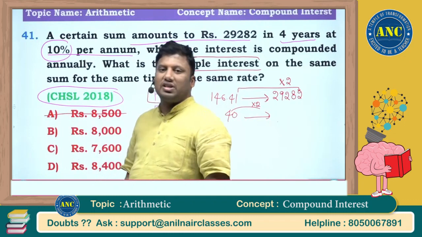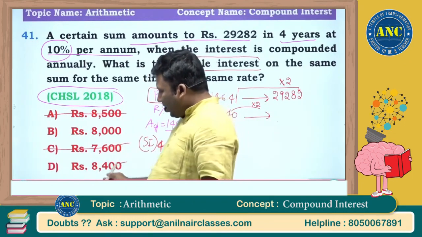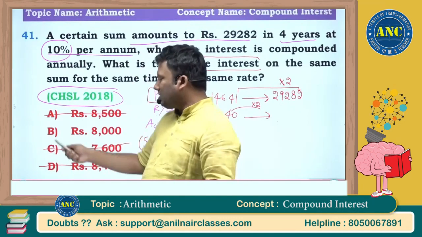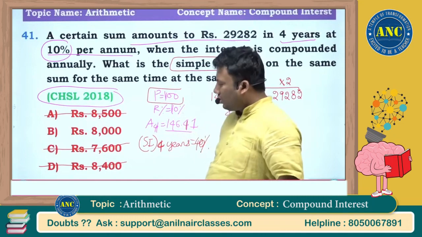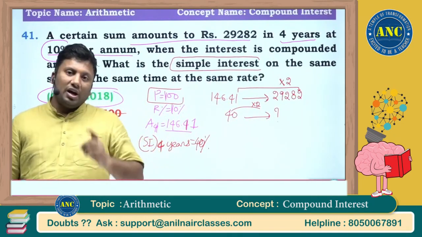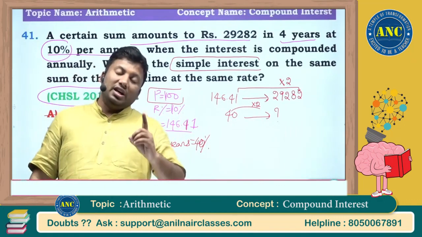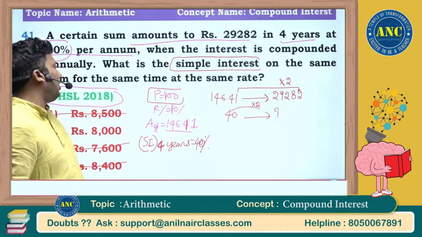The rightmost non-zero digit is 5, 6, 4. The answer is 8. Very, very easy question. Please do not waste your time doing the multiplication. The rightmost non-zero digit is an extremely important logic which will help you save a lot of time.